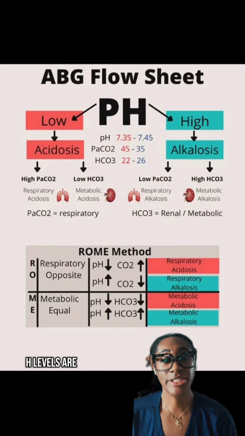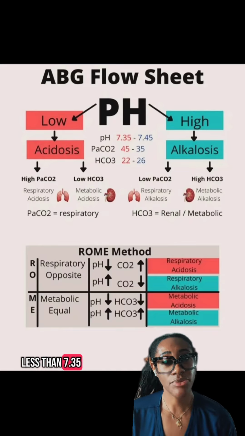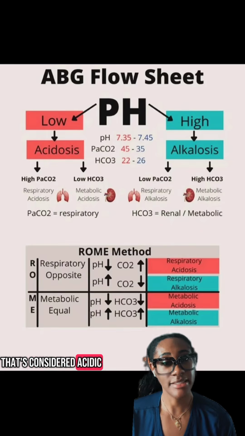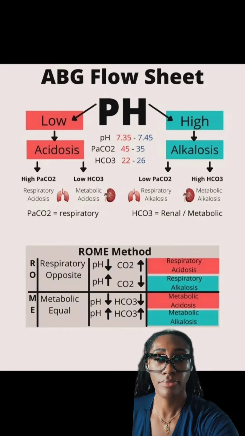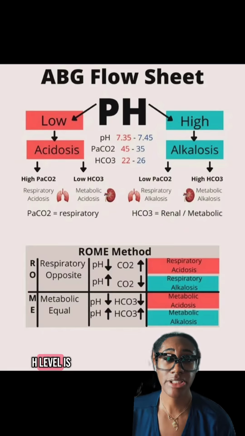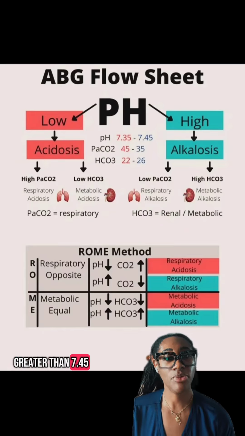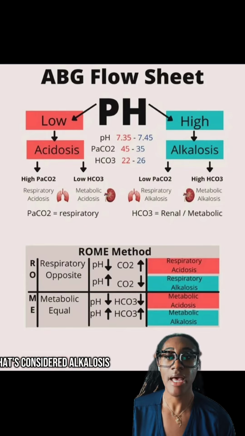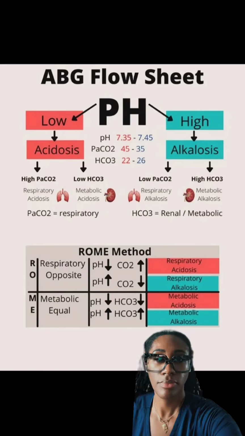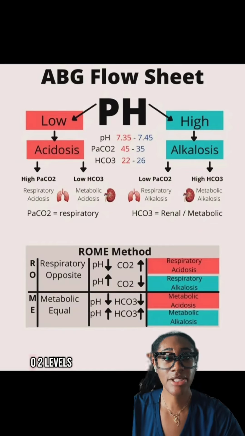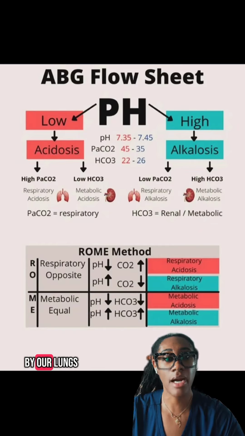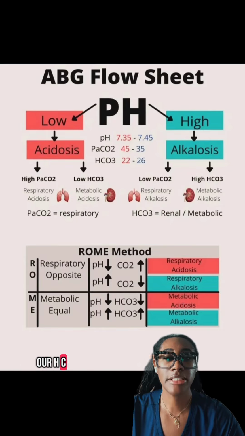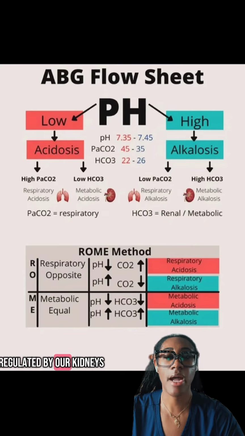If our pH levels are less than 7.35, that's considered acidotic. The patient has too much acid in their blood. If the pH level is greater than 7.45, that's considered alkalosis. The PaCO2 level is our carbon dioxide and it's regulated by our lungs. Our HCO3 level is our bicarbonate and it is regulated by our kidneys.